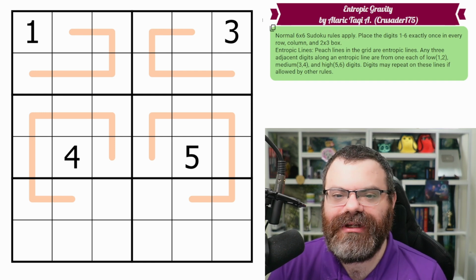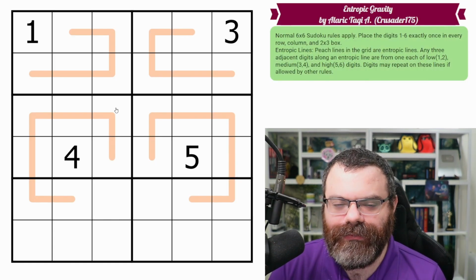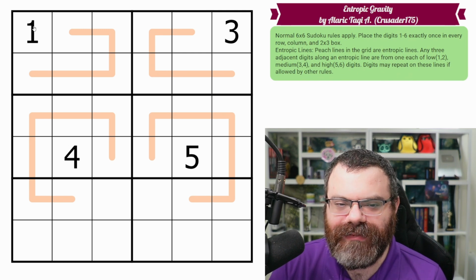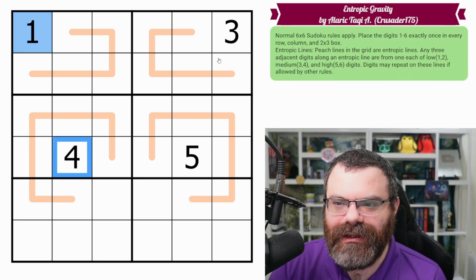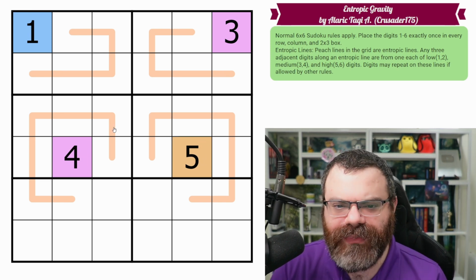There's a link in the description if you'd like to try the puzzle yourself. And I'm going to get started right now. Right, the first thing I'm going to do is color all lows blue, all mediums purple, and all highs orange. That's just kind of the coloring I'm used to, and I've associated those with those groups.